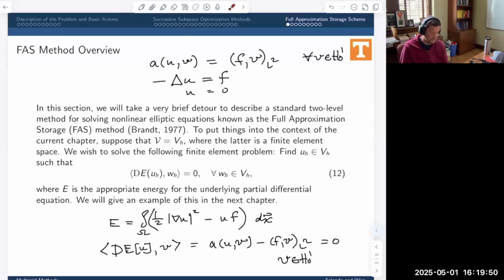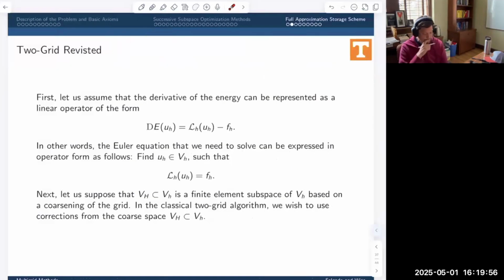What method should we use? Well, let's use the multigrid method, or maybe something a little bit simpler. Let's use the two-grid method, right? So that's the linear case, but we can generalize this idea a little bit.